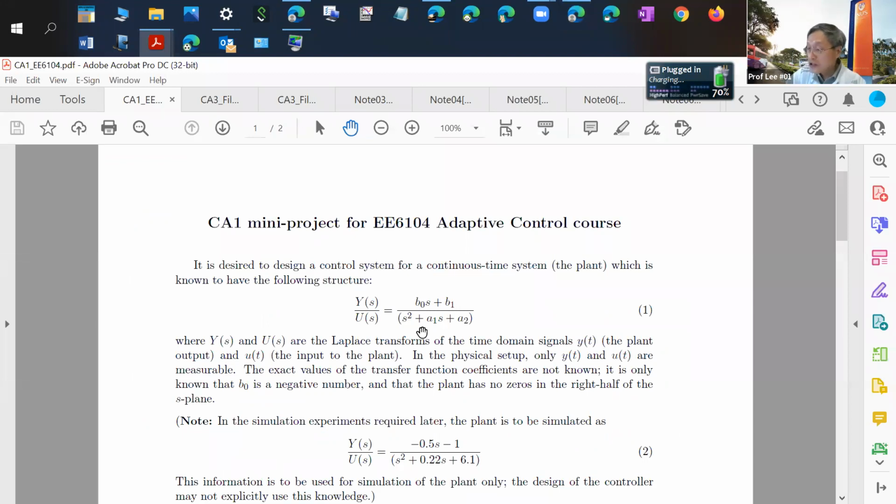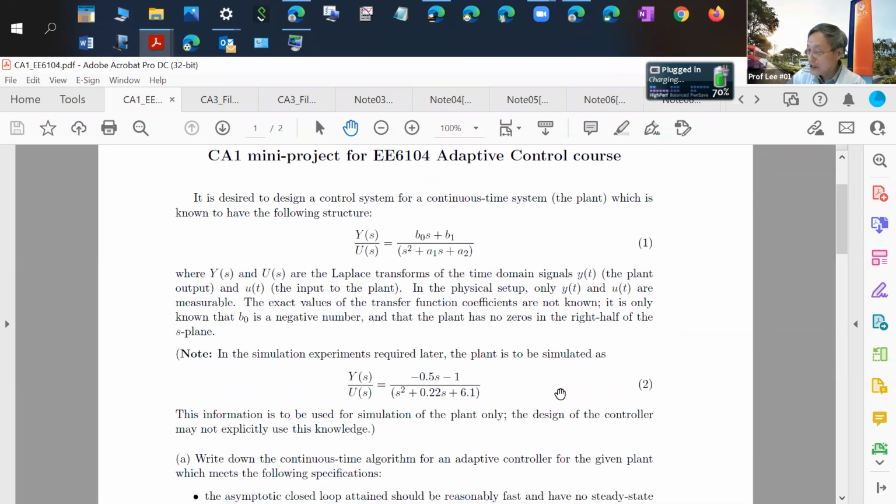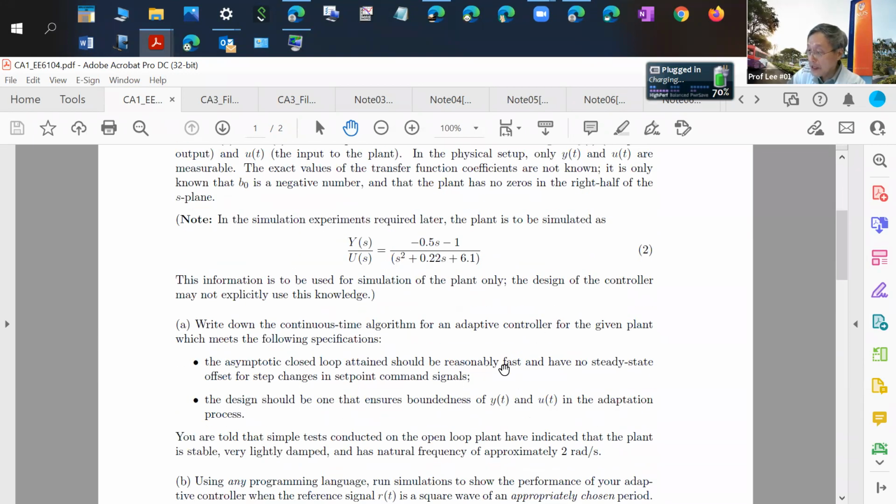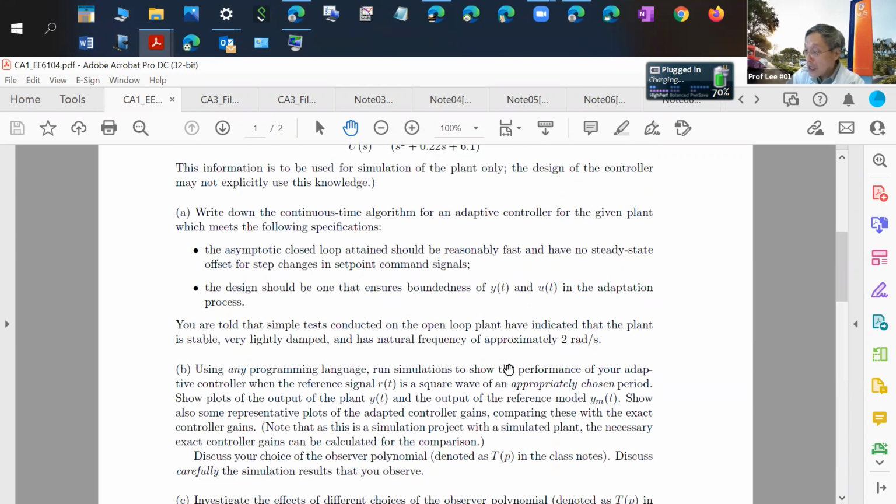So CA1, I asked you to essentially look at a system like this, input, output, measurable. So you can clearly see, in the simulation, this is what you will do, this is what you will use. For the system, in terms of what we described previously, this is a relative degree 1 system, which means that strict positive realness actually applies, and you can use those methods down there. So here I said, go ahead, write down all those details.